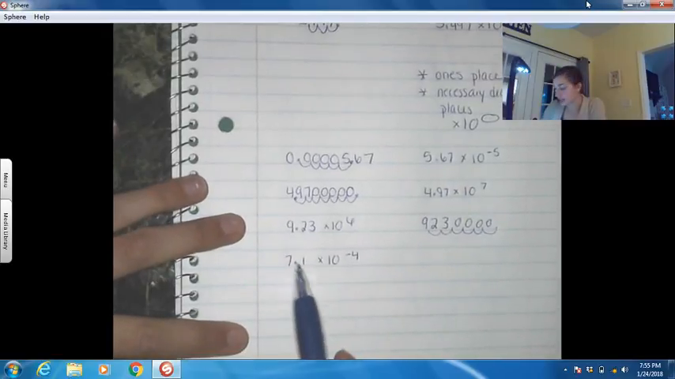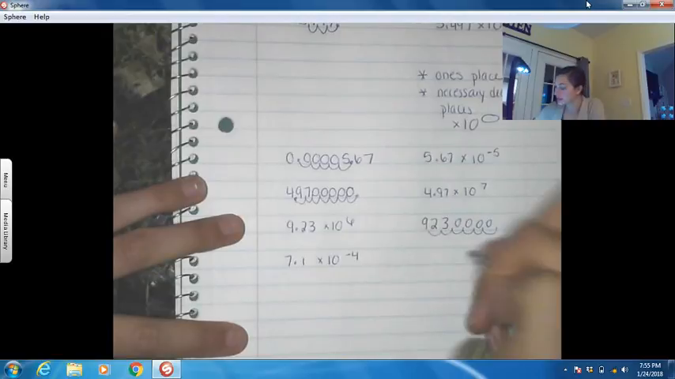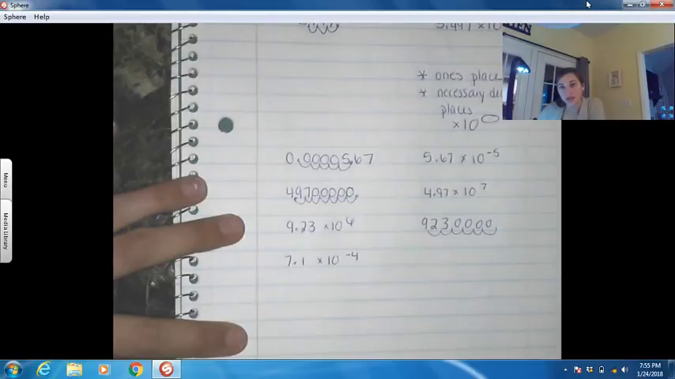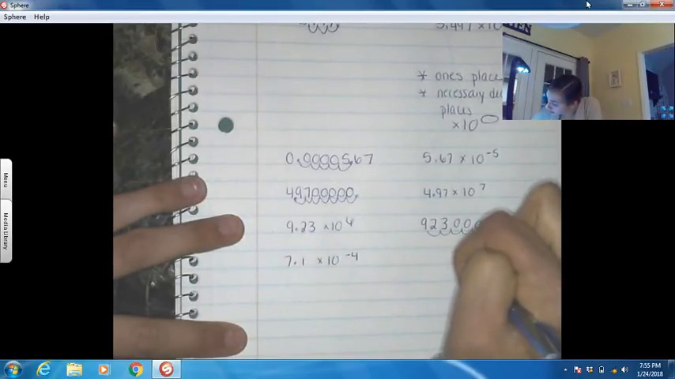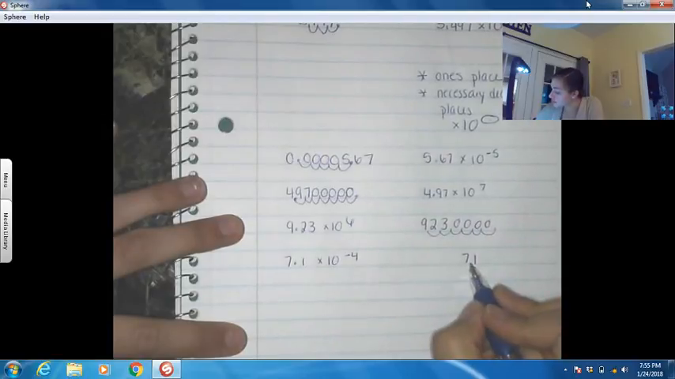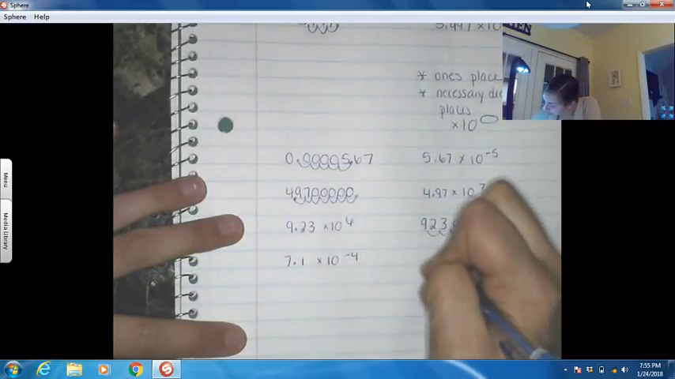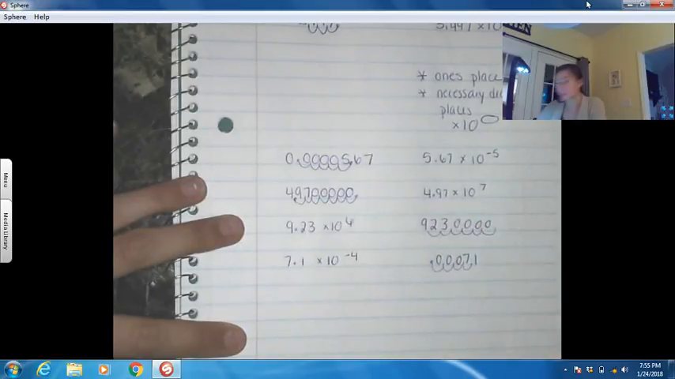Now for this last one, we have 7.1 times 10 to the negative fourth. This exponent is negative, which tells us our original number was less than 1. So we have to move our decimal place to the left to make it a small number. So we're going to have 7, 1. Our decimal place was originally here. Now we have to move it over 4 spots: 1, 2, 3, 4. That's where our decimal place will go. And fill in the empty spots with zeros.